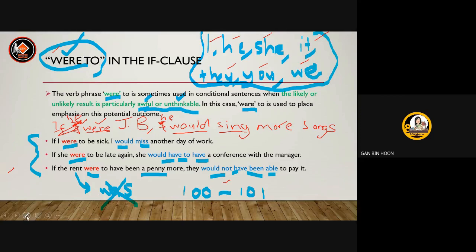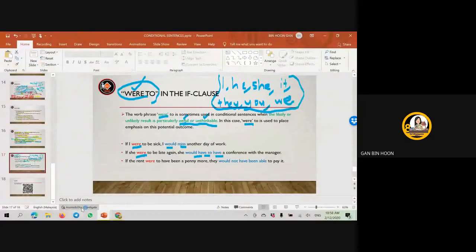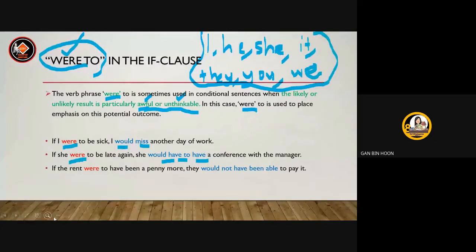Okay, I erase first. Okay, discard. Okay, now I discard, right? Okay, so I'm going to start again. Okay, let's look at another sentence. Kita cubalah ayat tak logik. If, apa yang tak logik? If the sun. Okay, if the sun. Apa yang tak logik dengan sun? If the sun were to rise.